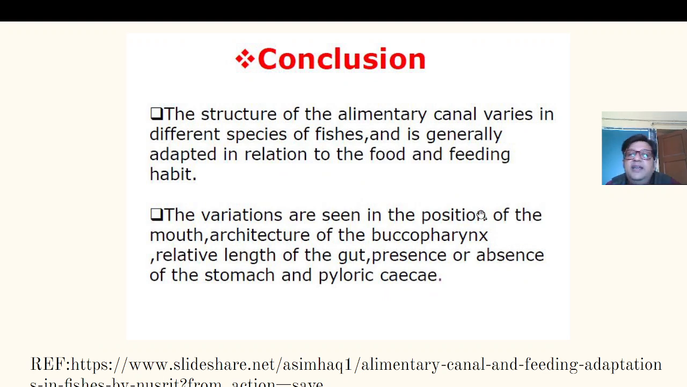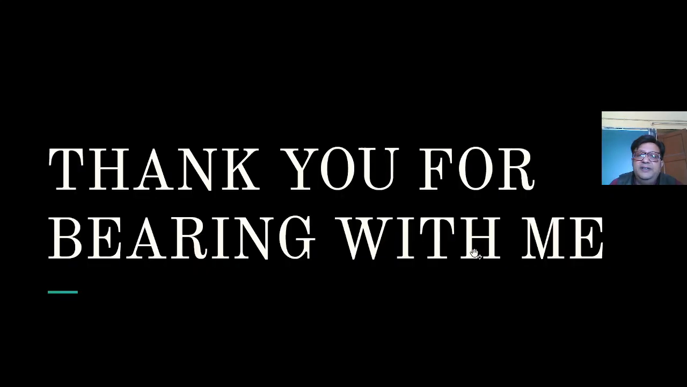So in the end, to conclude, the structure of the alimentary canal varies in different species of fishes and is generally adapted in relation to food and feeding habit. Okay, so this is actually what you study in this chapter.